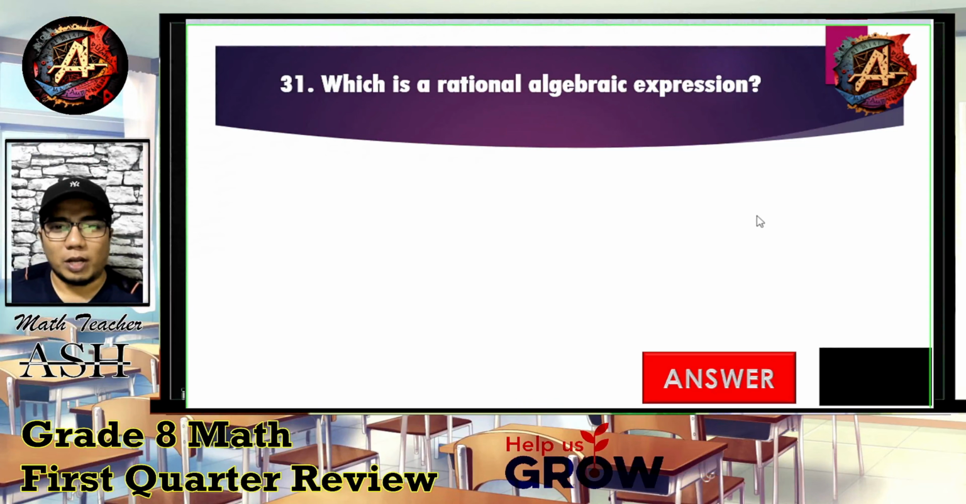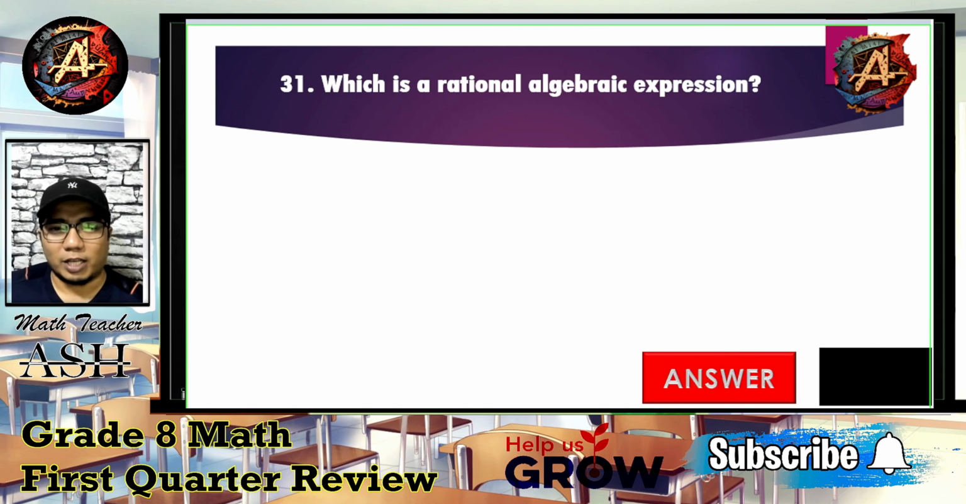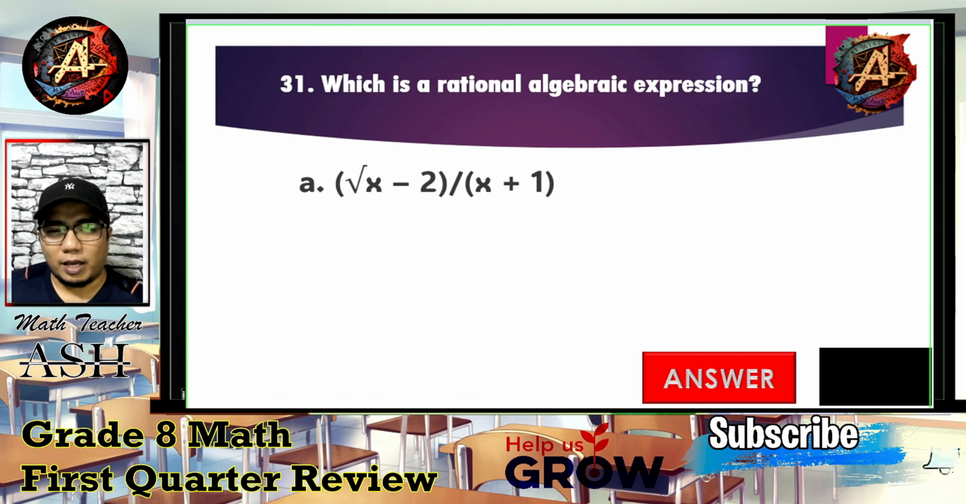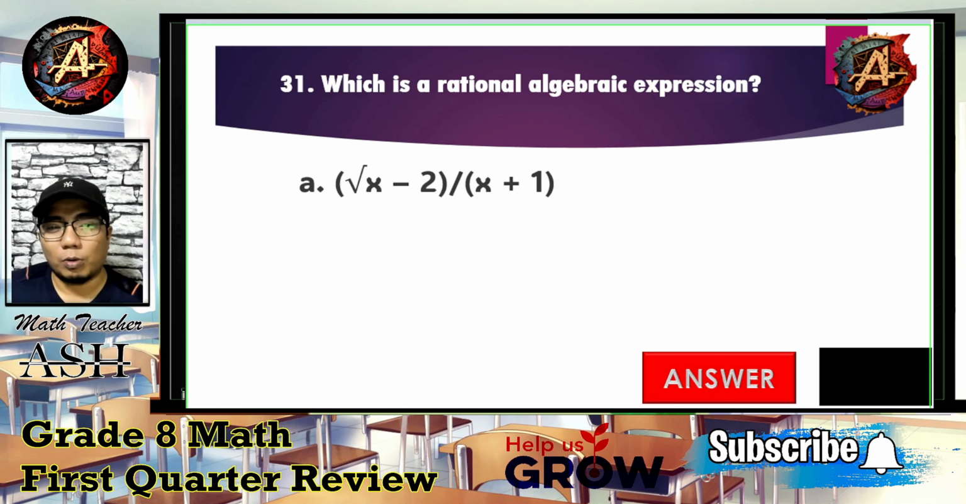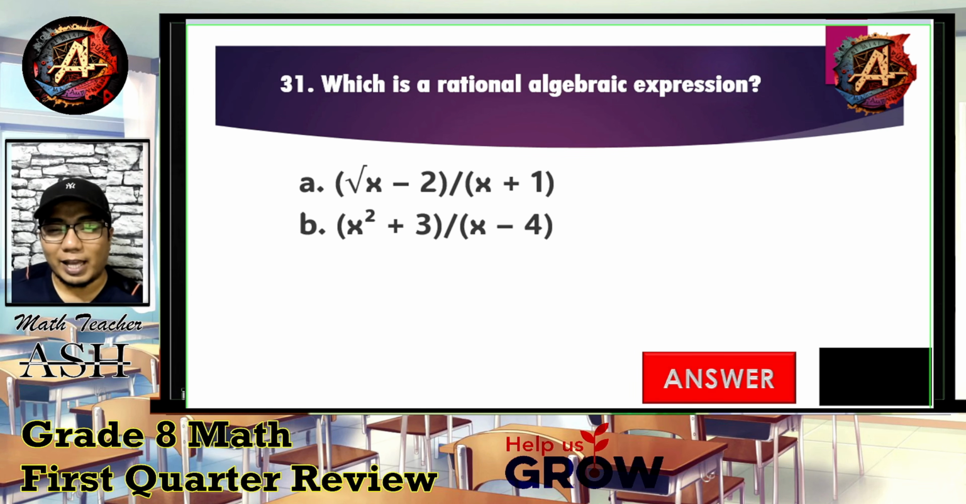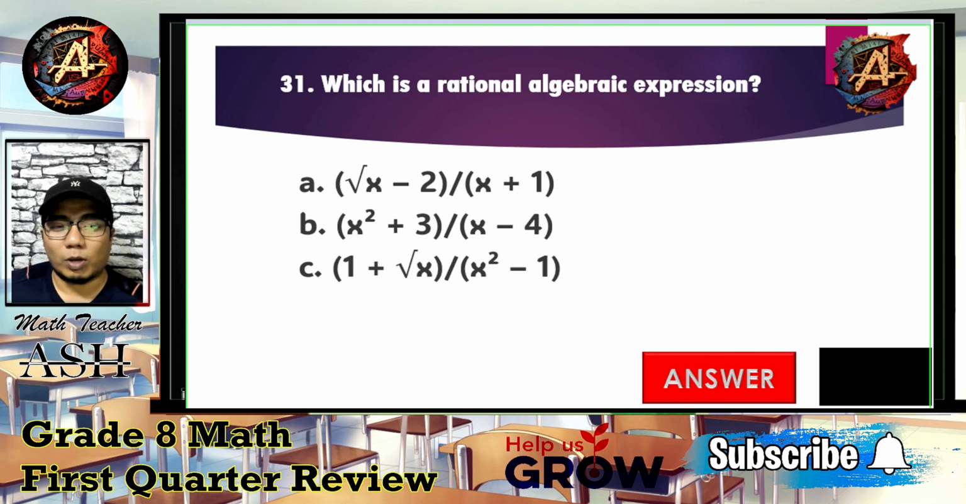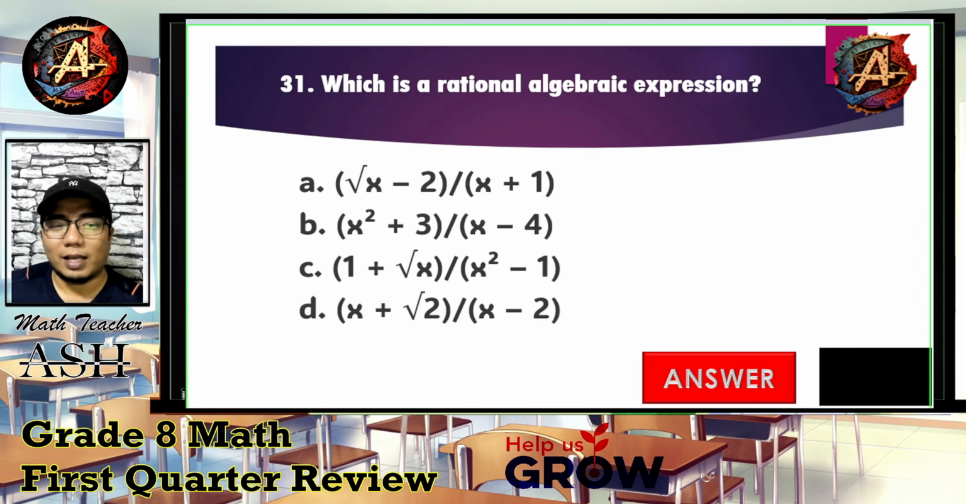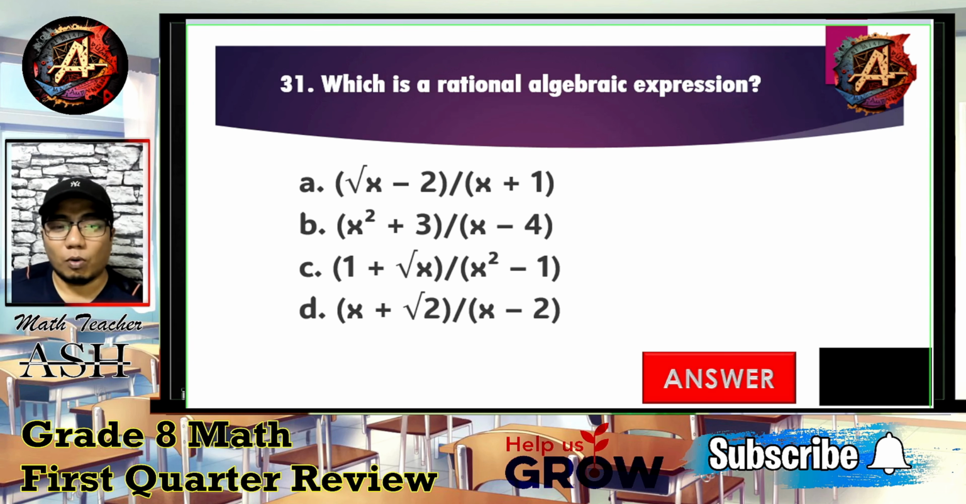Question number 31. Which is a rational algebraic expression? A. Square root of x minus 2 over x plus 1. B. X squared plus 3 over x minus 4. C. 1 plus square root of x over x squared minus 1. Or D. X plus square root of 2 over x minus 2. I'll give you 5 seconds to think about your answer.